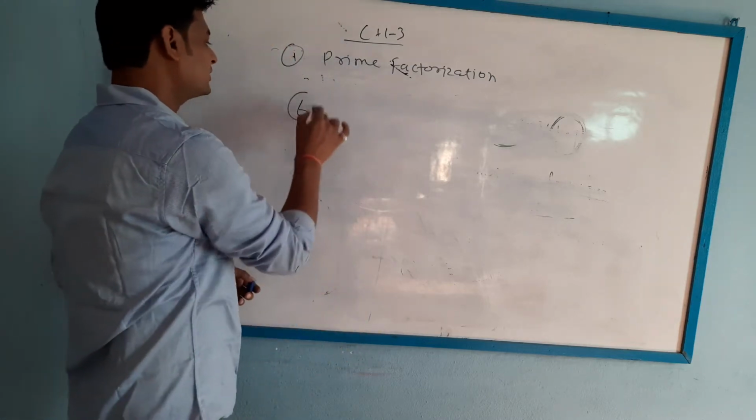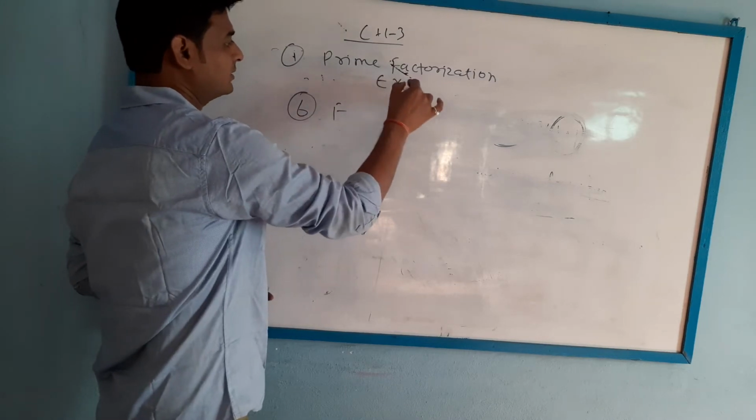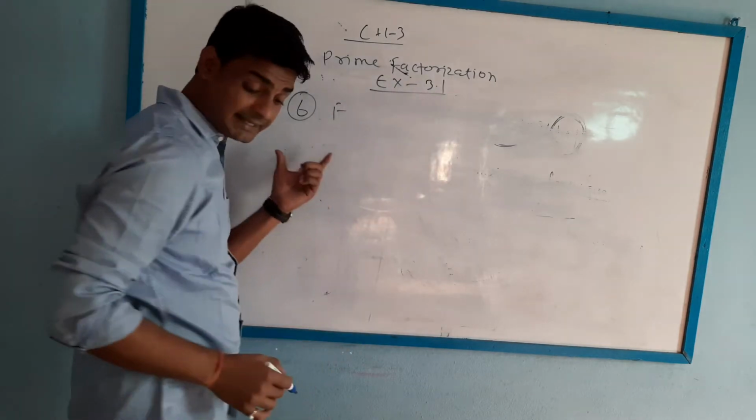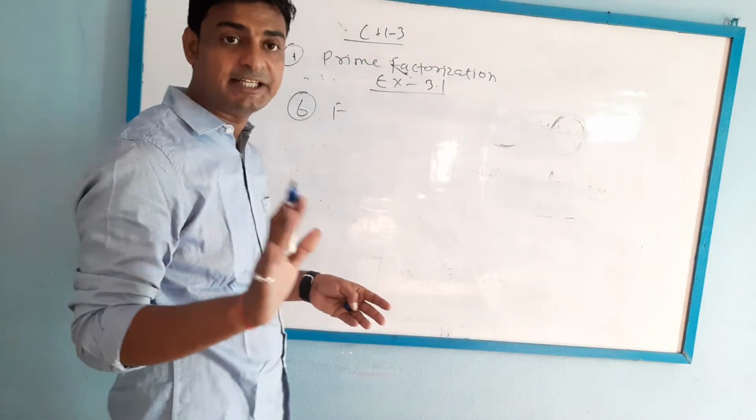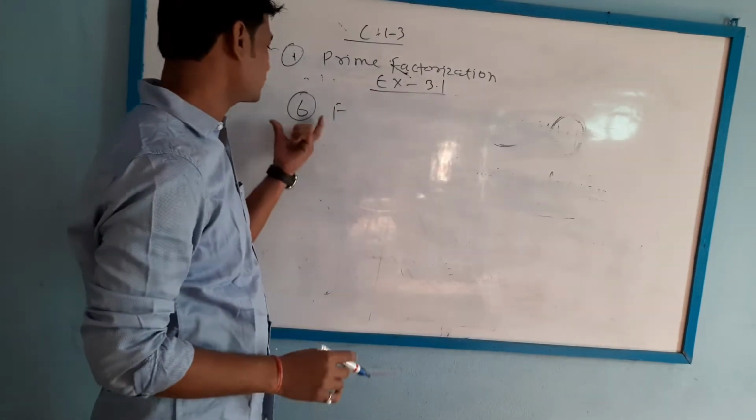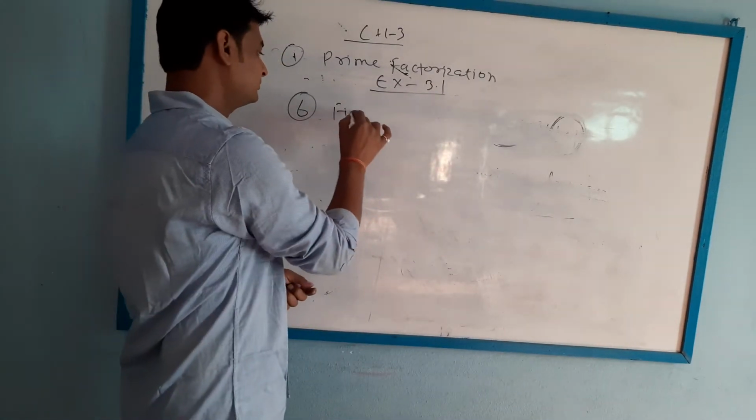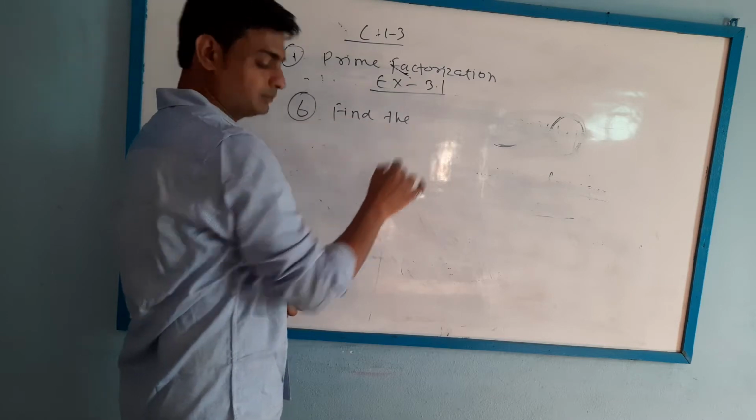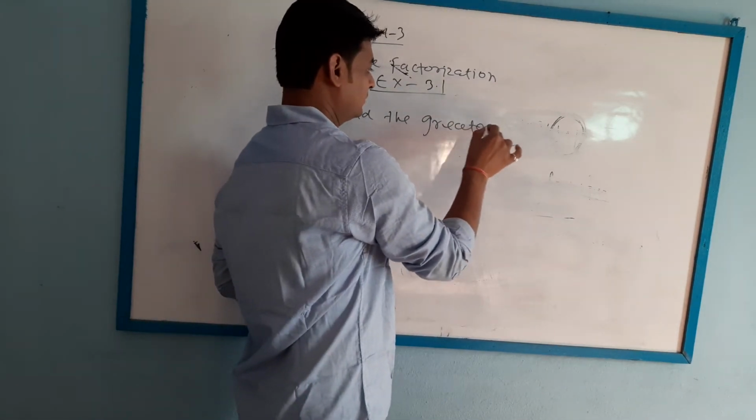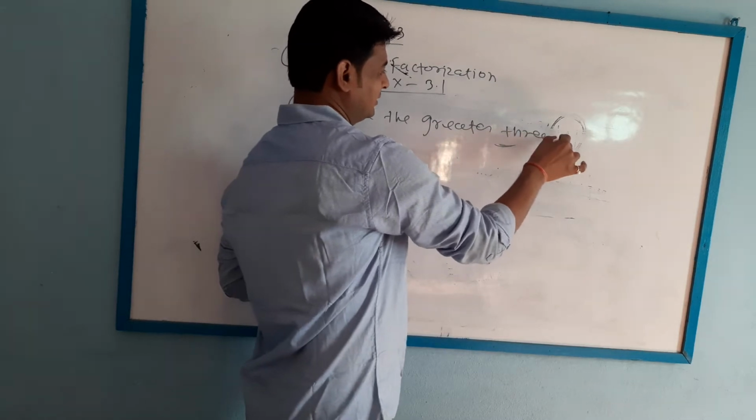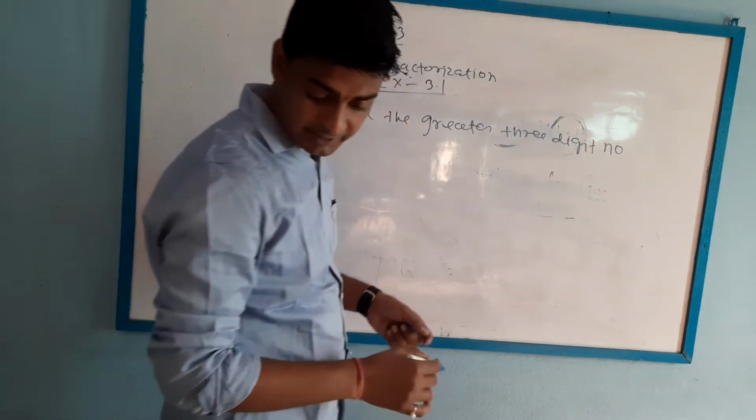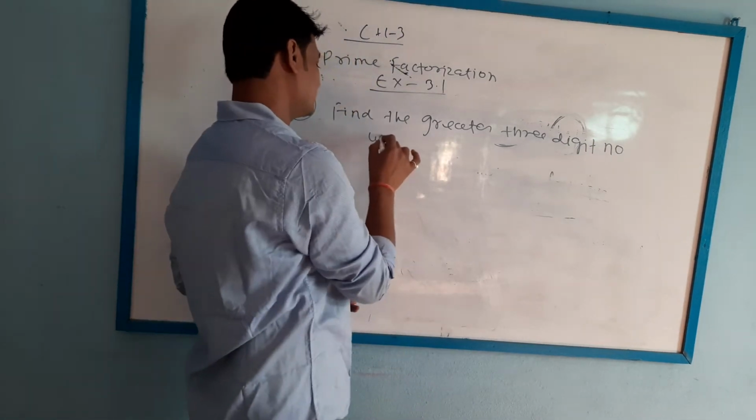Question is, find the exercise 3.1. Question number 6 is, find the greatest 3-digit number which is a perfect square.